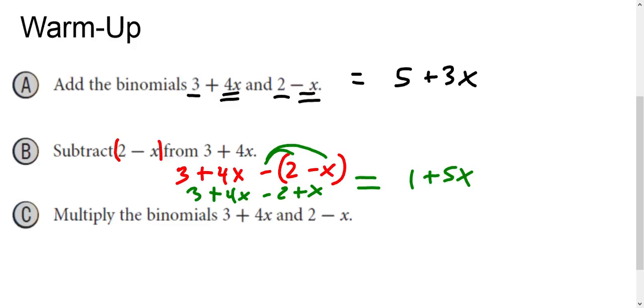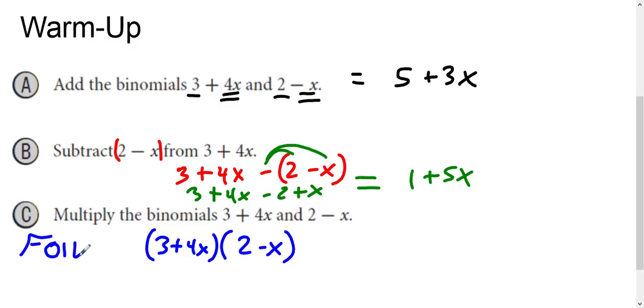And then the last one here, C, says multiply. So we're doing 3 plus 4x times 2 minus x. You probably remember this being called FOIL. So when you FOIL, F stands for first. You multiply the first term times the first term. 3 times 2 is 6.